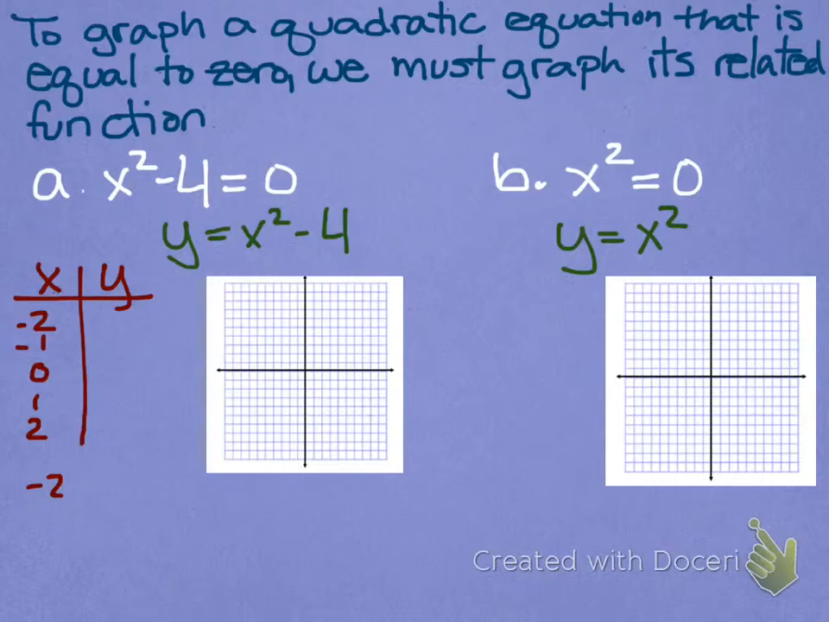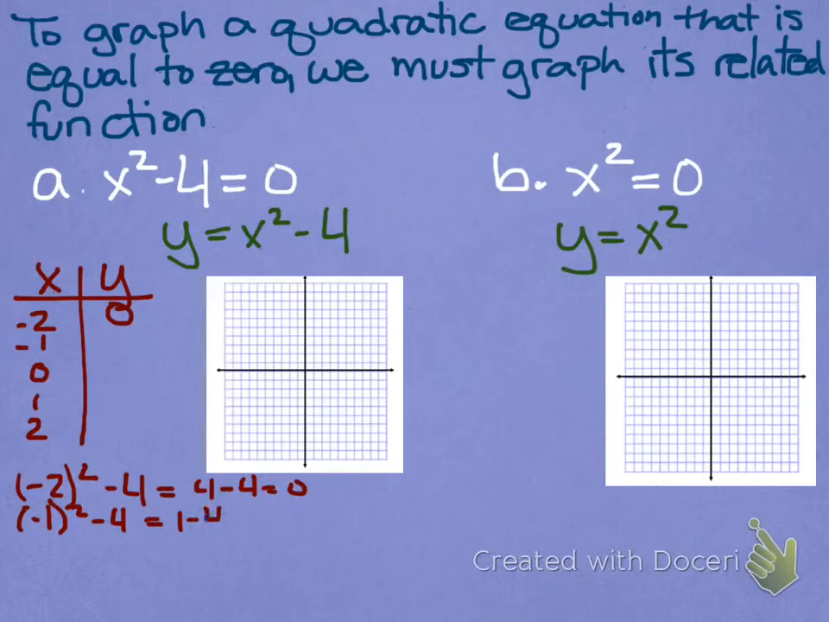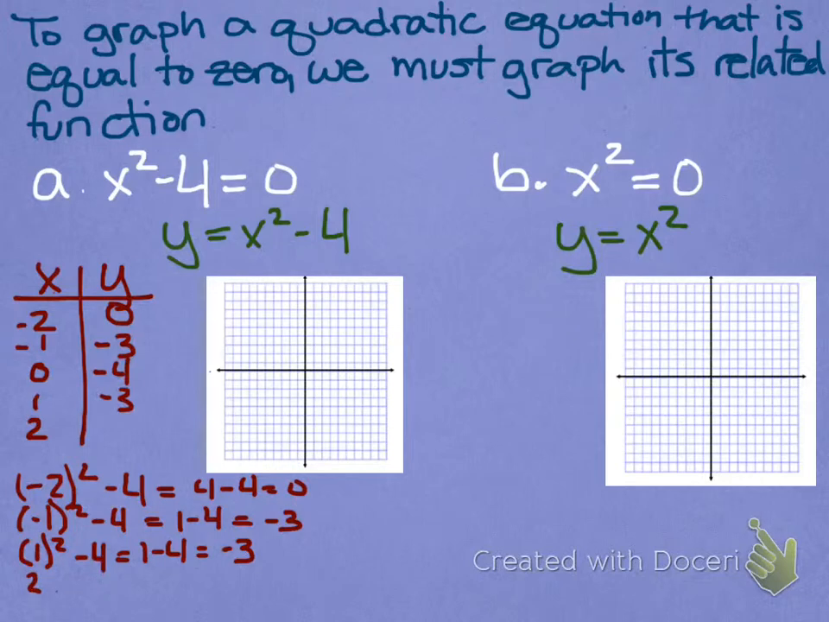So if my x value is -2, I'm going to take -2 and plug it in for x. So I'm going to get -2 squared minus 4. -2 squared is 4. So 4 minus 4 equals 0. So I've got my first value. I'm going to do the same thing with -1. -1 squared is 1. 1 minus 4 is -3. Then with my 0, plugging in 0 just makes my x value go completely away. So when we plug in 0, we're going to get -4. And then I'm going to plug in 1. 1 squared minus 4 is 1 minus 4 equals -3. Same deal with 2. I'm going to plug in 2. 2 squared minus 4 equals 4 minus 4 is 0.